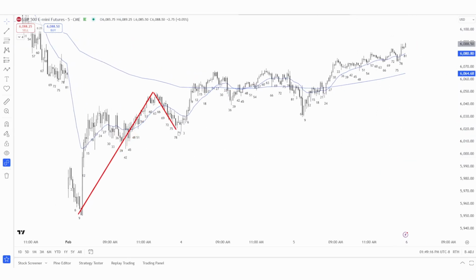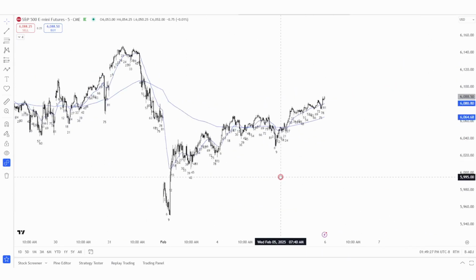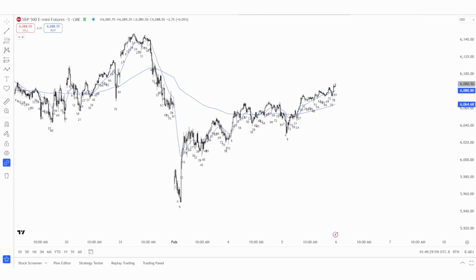Leg one, pull back, leg two, pull back, leg three. So you have an overall third leg into this bear flag here, which we can call a bear pull, I guess. Now it's a bear flag. And I'm not trying to say we're going to sell off. I'm just saying this shape right now is a bear flag. I'm not saying get short here.